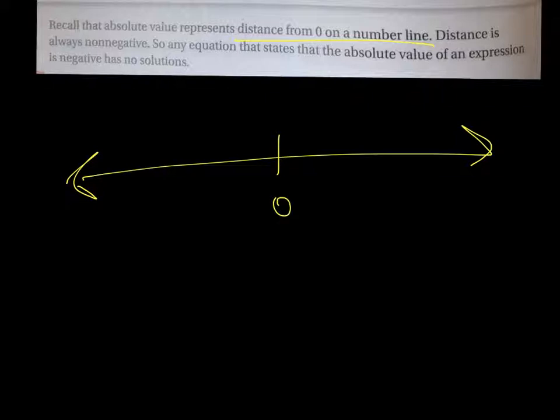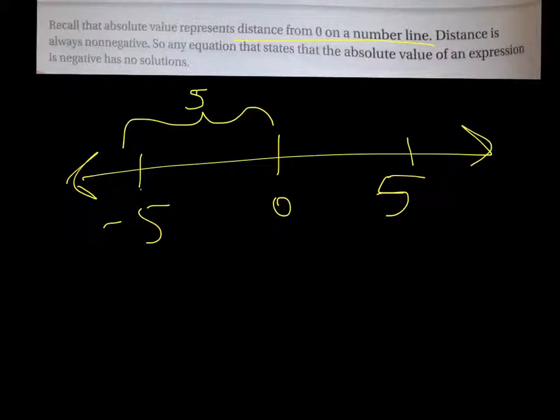Recall that absolute value represents the distance from 0 on a number line. Distance is always non-negative. So think if we have a number line like this: this is 0, say this is 5, and this is negative 5. This distance is 5, even though it takes us to negative 5. And this distance is 5, right? So that's absolute value. Distance is always non-negative. So any equation that states that the absolute value of an expression is negative has no solutions.